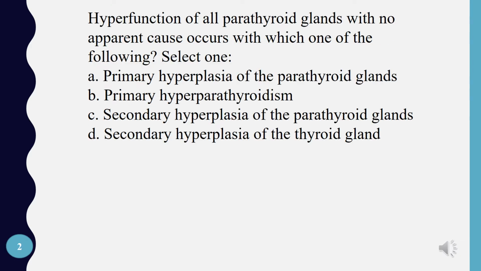Hyperfunction of all parathyroid glands with no apparent cause occurs with which one of the following? A. Primary hyperplasia of the parathyroid glands. B. Primary hyperparathyroidism. C. Secondary hyperplasia of the parathyroid glands. D. Secondary hyperplasia of the thyroid gland. The answer is A. Primary hyperplasia of the parathyroid glands.